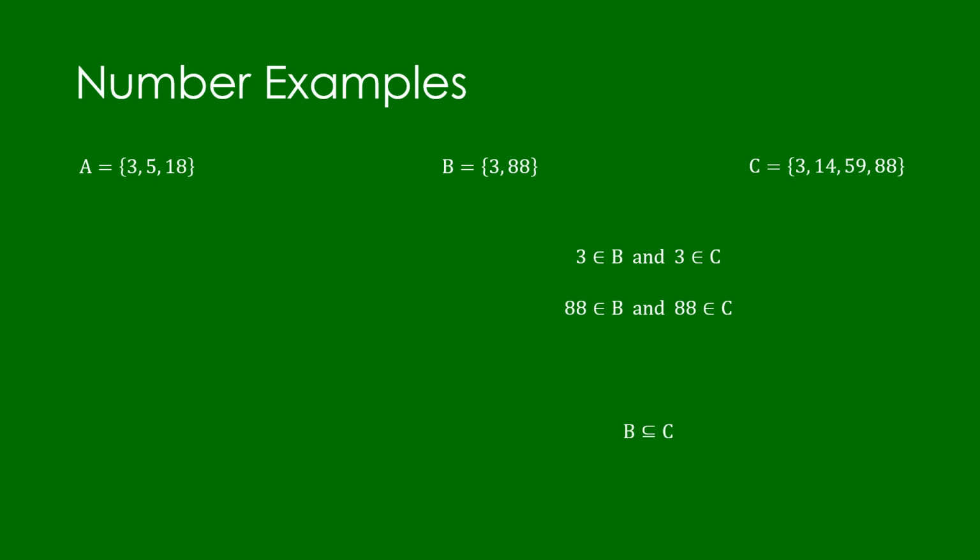And we can write it like this. This reads, B is a subset of C. Now, let's see if A is also a subset of C. So 3 is an element of both set A and set C. However, look at 5 and 18. 5 and 18 are elements of A, but they are not elements of C. Since not every element in A can be found in C, then A is not a subset of C.